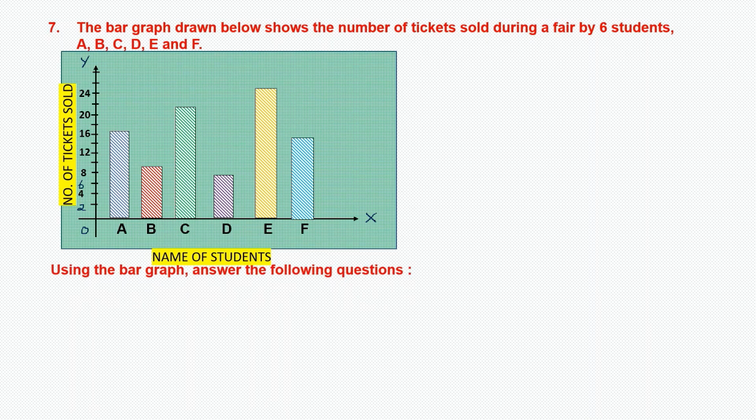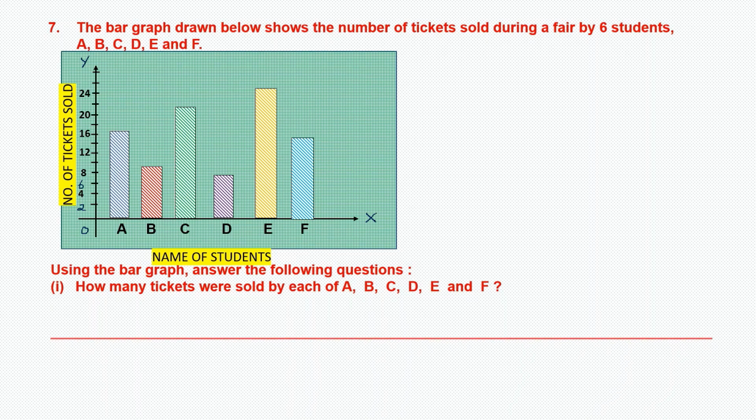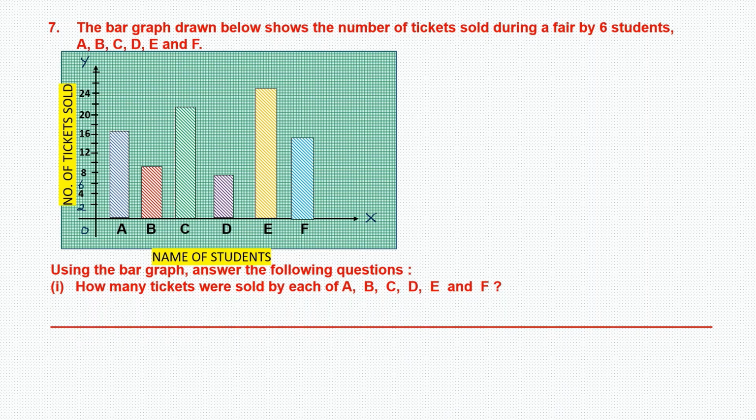First question, using the bar graph, answer the following questions. First one, how many tickets were sold by each of A, B, C, D, E and F? Okay, so let's begin our answers. How many tickets were sold by A? Now follow the top part of your bar and then use your ruler and touch the y-axis to get your number. So A has sold 16 tickets.